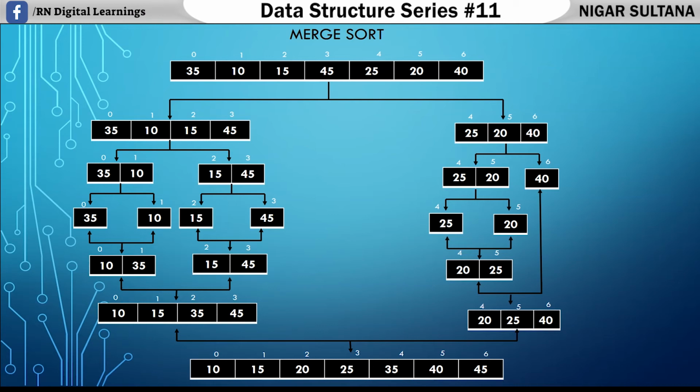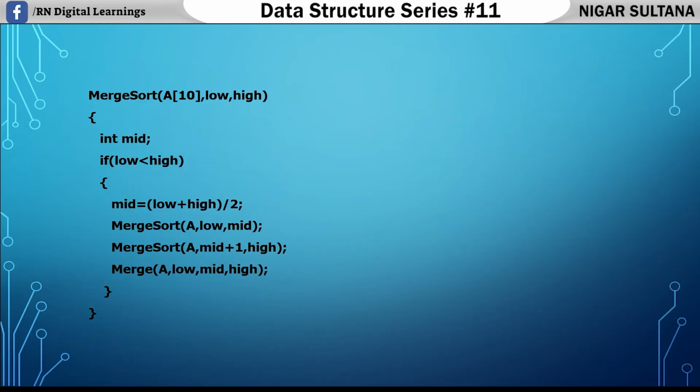Now let's understand the logic of how we will calculate all these things. In this logic of the merge sort, we have used two functions. The first one is merge sort and the other is merge. When we execute merge sort, we take an array, observe the low and the high, and then calculate the mid.